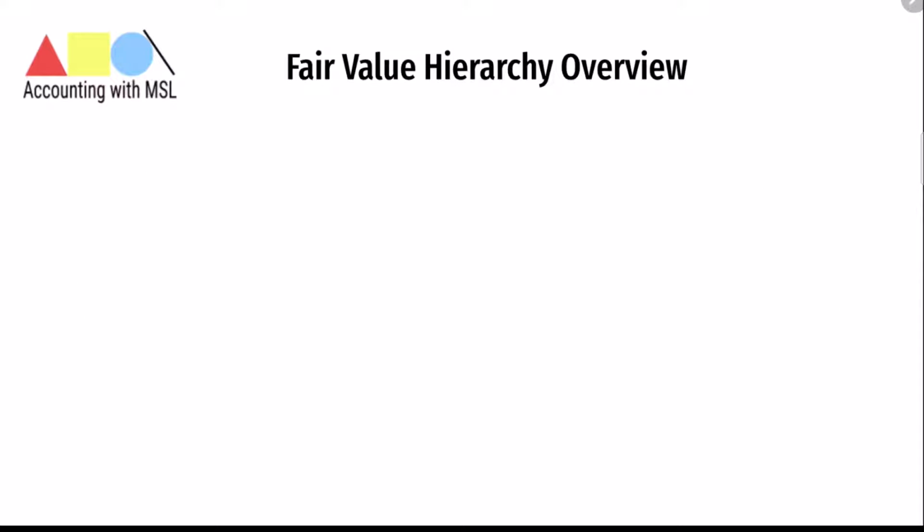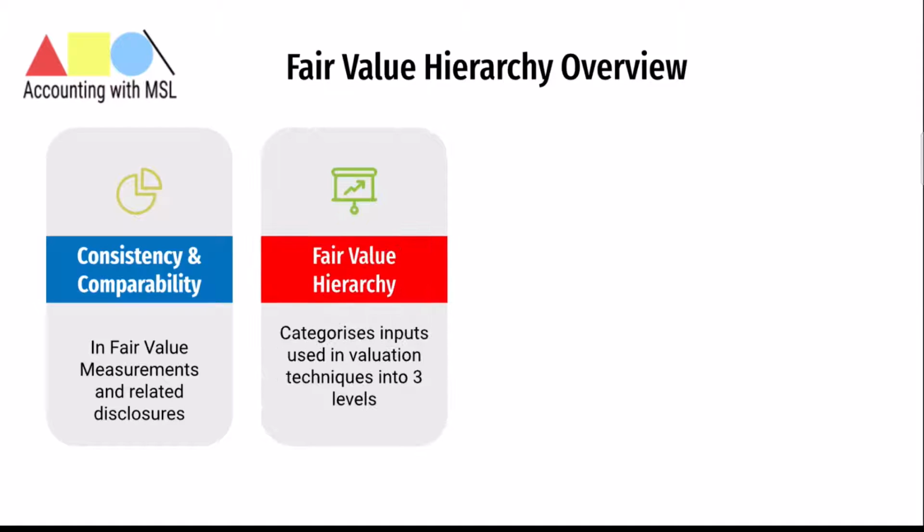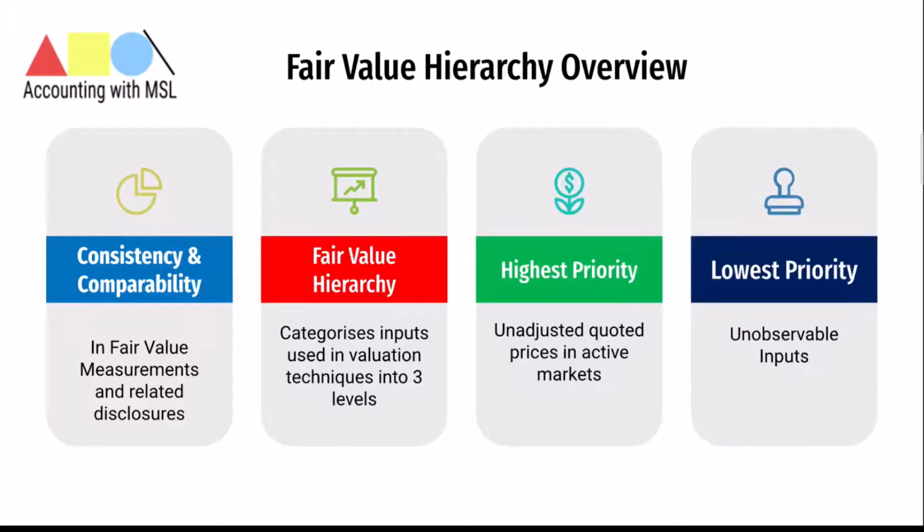Now let's look at the main component of the standard, which is known as the fair value hierarchy. Let's look at an overview of the fair value hierarchy. IFRS 13 seeks to increase consistency and comparability in fair value measurement and related disclosures through something called a fair value hierarchy. This fair value hierarchy categorizes the inputs used in valuation techniques into three main levels. The hierarchy gives the highest priority to unadjusted quoted prices in active markets for identical assets or liabilities, and it gives the lowest priority to unobservable inputs.